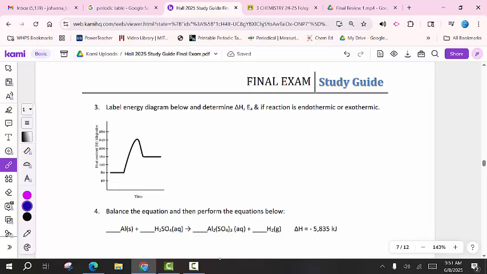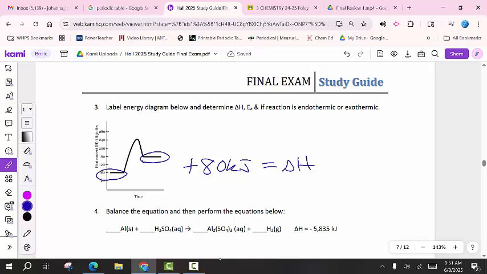Okay, this is another potential energy diagram. I can see that it starts at 80 and it ends up at 160. So it's going up by 80. That would be my delta H. Delta H is the change overall.